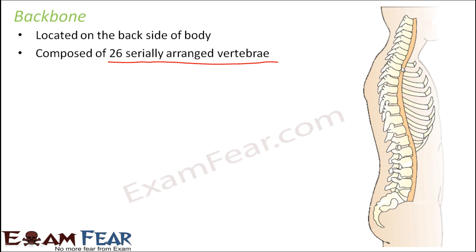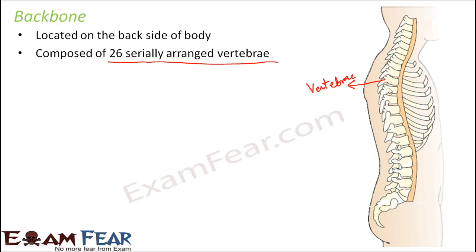So what are these vertebrae? We often use this term. Vertebrae are small bones, in fact a series of small bones. As you can see here, many small bones are present in a line. This series of small bones forms the backbone, and these small bones are called vertebrae.